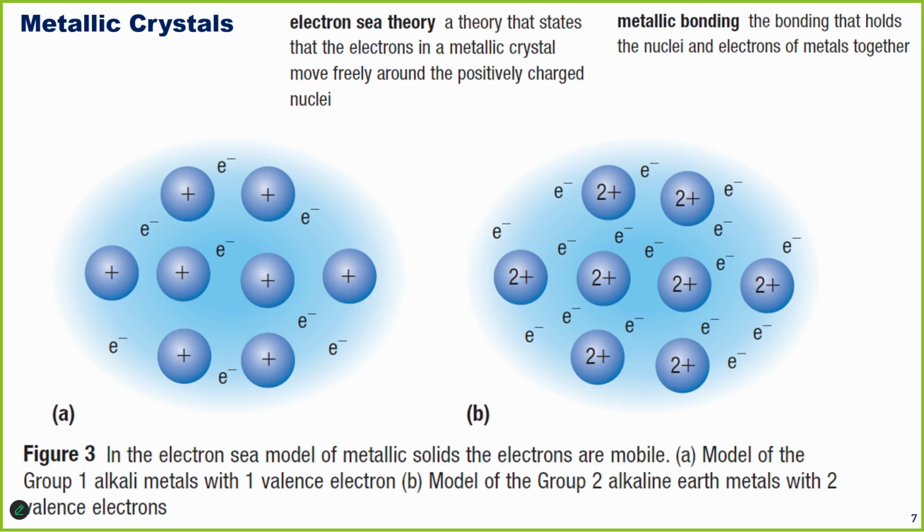So what theory can explain these varying characteristics of metallic crystals? The electron sea theory postulates that metals are composed of closely packed atoms whose valence electrons are free to move. In this model, the positively charged nuclei of the atoms in the crystal remain at fixed points, while the electrons are mobile. And this concept is illustrated here in figure 3.